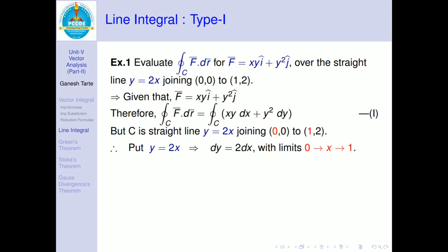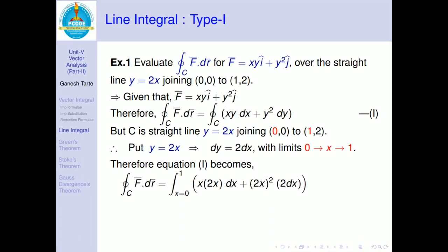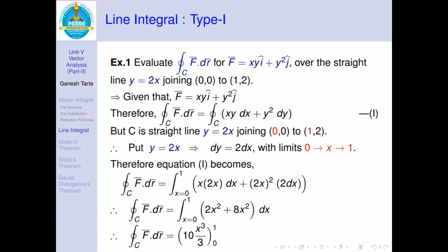So using all these values in equation 1, we get the required line integral as integral of x from 0 to 1, x into y, that is 2x, dx, plus y square, that is 4x square, into dy, that is 2 dx. On simplifying we get the integral from 0 to 1 of 2x square plus 8x square dx, that is 10x square dx. So 10 as a constant outside, the integration of x square is x cubed by 3 from 0 to 1. So it is 10 by 3.